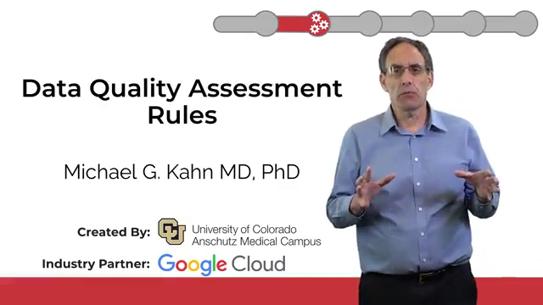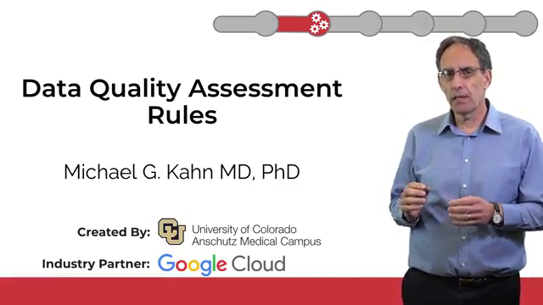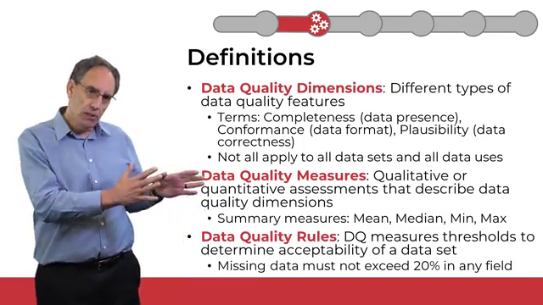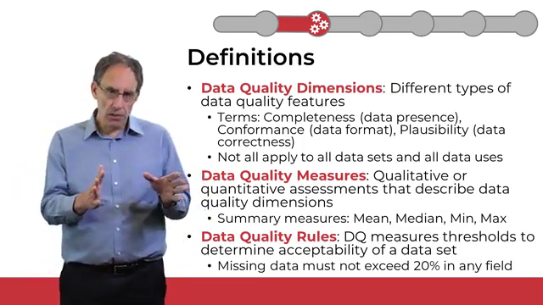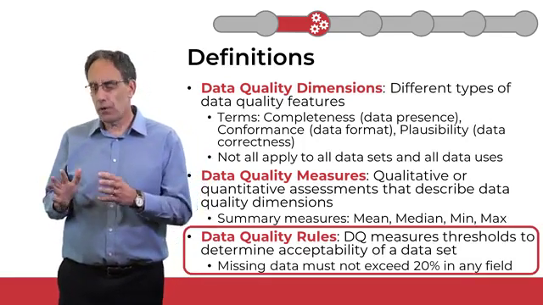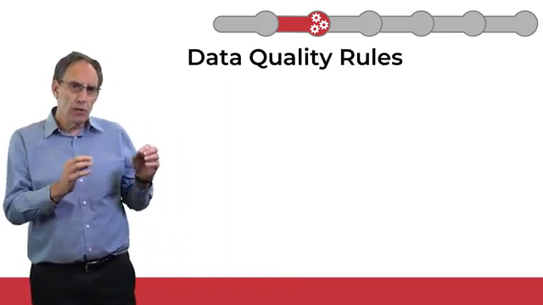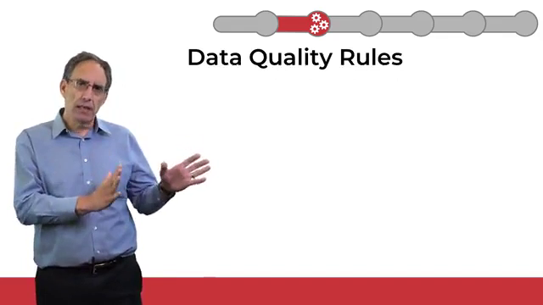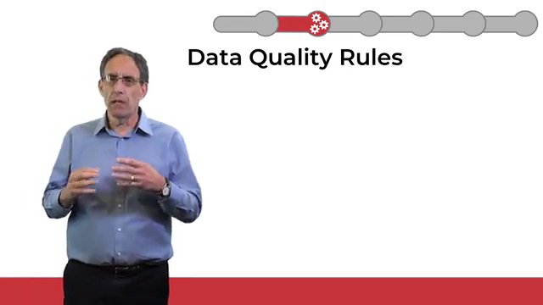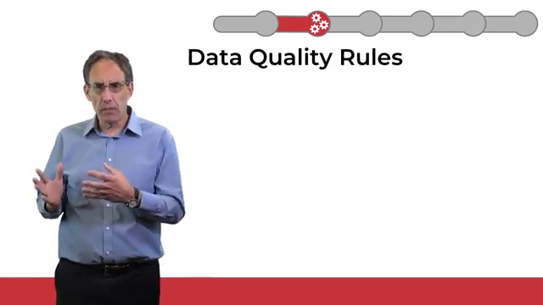Data quality assessment rules are the third step in a comprehensive data quality analysis. Briefly, here are the definitions of data quality dimensions, data quality measures, and data quality rules. In this video, we focus on data quality rules. Data quality rules use the data quality measures calculated in a previous step. We previously showed how one could use the White Rabbit data profiling tool, or SQL, to calculate data quality measures.